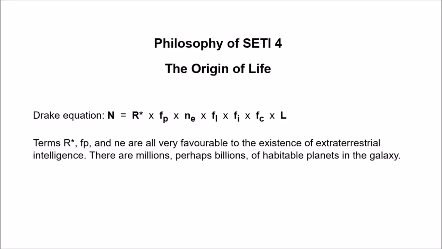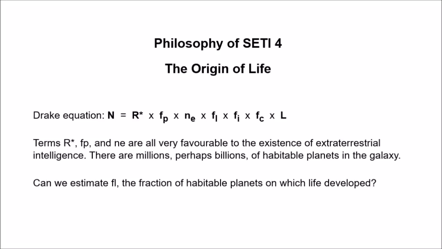So what we're going to do today, and in the following videos, is look at the arguments that bear on the other four factors, which of course are not nearly so well understood. Today we're going to focus on the question of the origin of life. So that's FL, the term FL in the Drake equation, the fraction of habitable planets on which life has developed. At this point, we simply don't know how life arose.